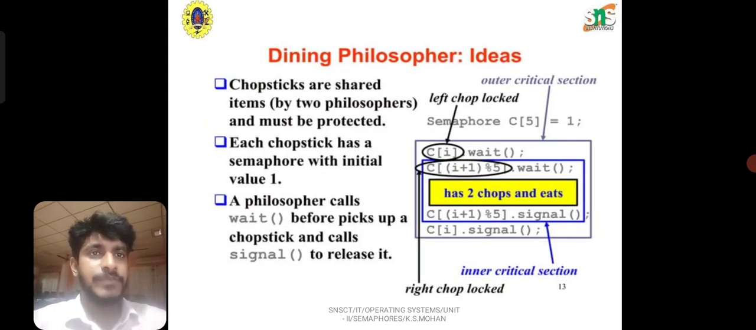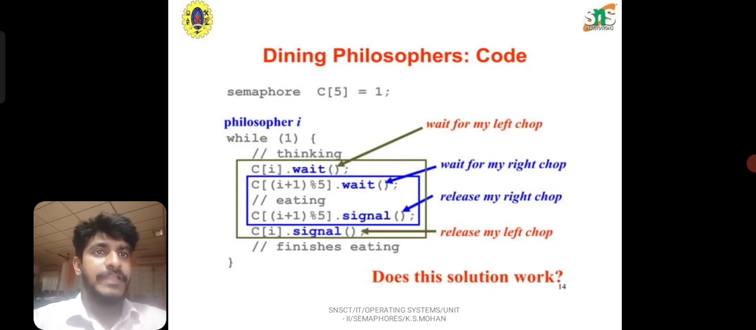Dining philosophers idea: chopsticks are shared items between two philosophers and must be protected. Each chopstick has a semaphore with initial value 1, one wait before picking up and a signal to release it. In the dining philosophers code we have wait and signal: wait for the left chopstick, wait for the right chopstick, and then release them.